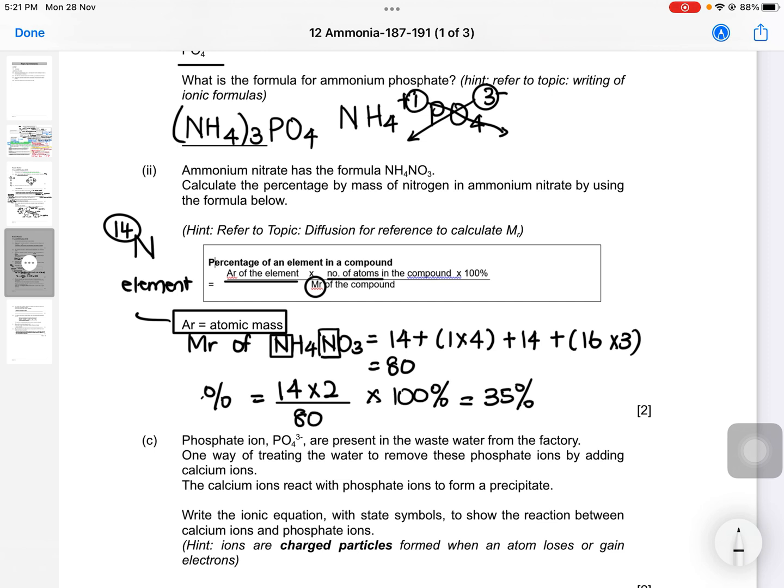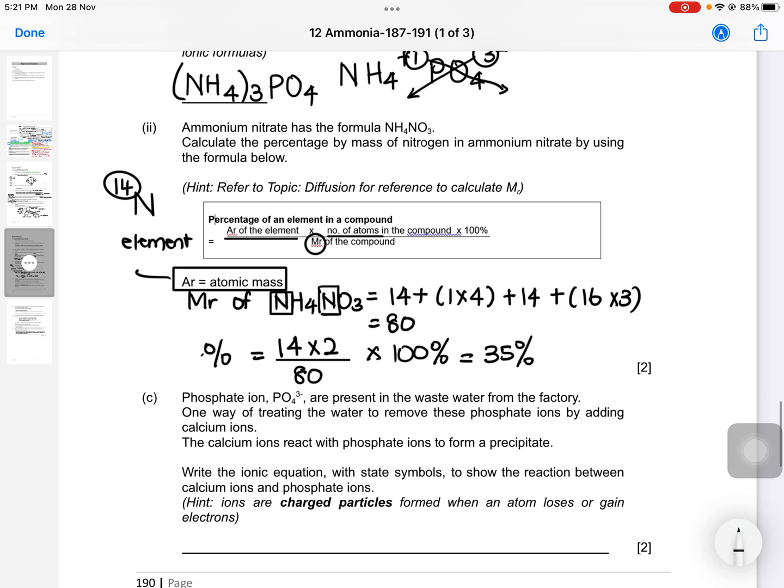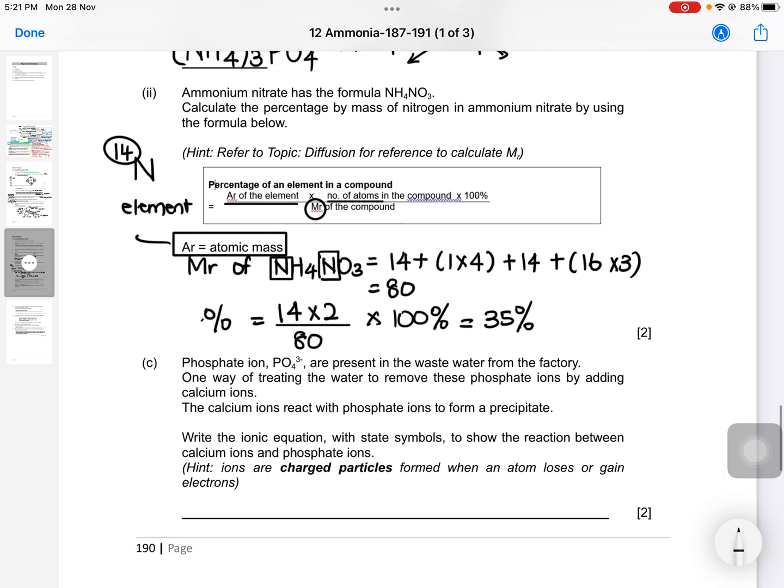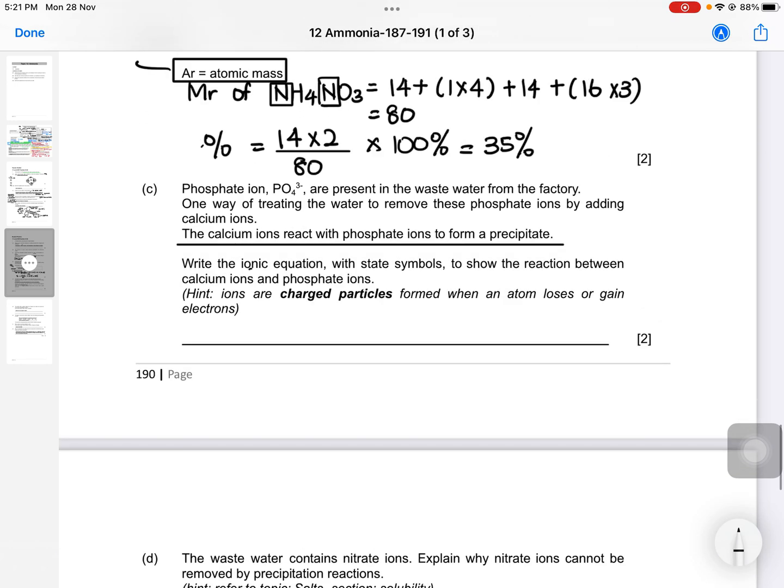Part C. Phosphate, PO4 3-, is present in wastewater. One way of treating it is to remove phosphate ions by adding calcium ions. The calcium ions react with phosphate ions to form a precipitate. You are asked to write the ionic equation with state symbols.